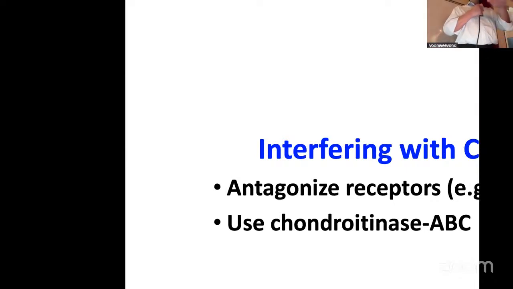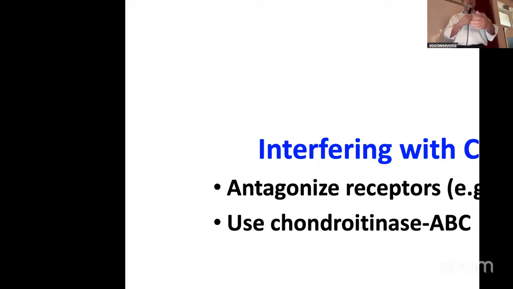So normally the CSPGs are present within the central nervous system, but they are substantially elevated in lesions in the central nervous system. So we think that's where they become undesirable and we think that they need to be interfered with. Others are thinking along the same lines. They are using antagonists to receptors that CSPGs interact with.